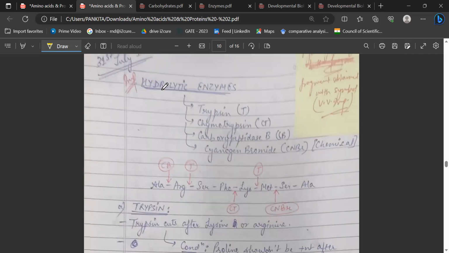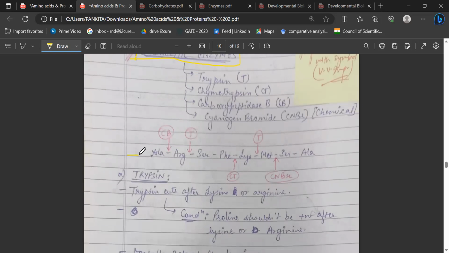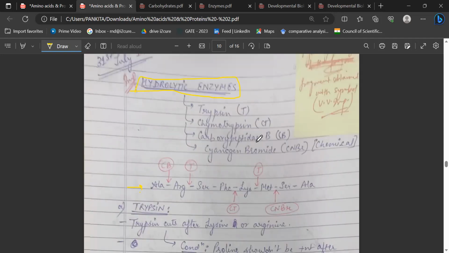Next part is that of hydrolytic enzymes. Hydrolytic enzymes are the enzymes which cleave the polypeptide chain from certain points in the chain, at certain amino acids. The hydrolytic enzymes include trypsin, chymotrypsin, carboxypeptidase B, and cyanogen bromide. Cyanogen bromide is a chemical.